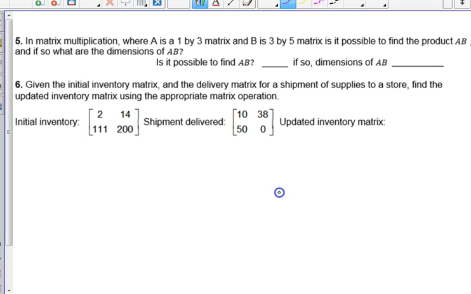All right, number 5. Matrix multiplication, where A is a 1 by 3 matrix and B is a 3 by 5 matrix. Can you find the product of AB? Yes. And these 3's are the same, so we answer yes, and the dimensions are 1 by 5.